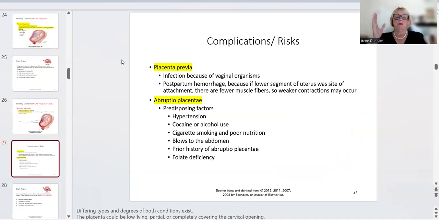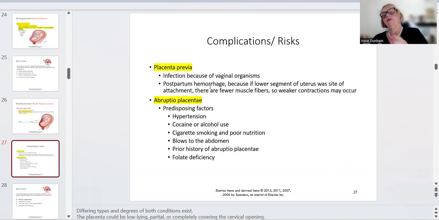Now, both of these have their own complications and risk. So with placenta previa, there could be, you know, if she has infection going on. Remember I talked about the chorioamnionitis, those are infections that involve the uterus. She could have more of a hemorrhage after delivery with placenta previa. And you say, well, we got the baby out. She should be okay. But she's more prone to a hemorrhage.